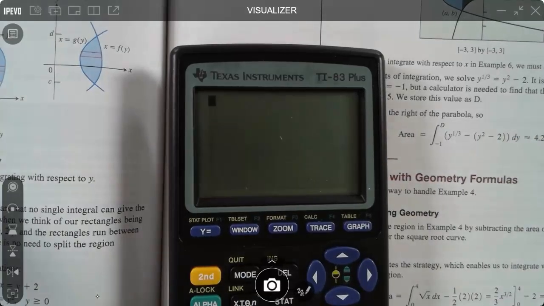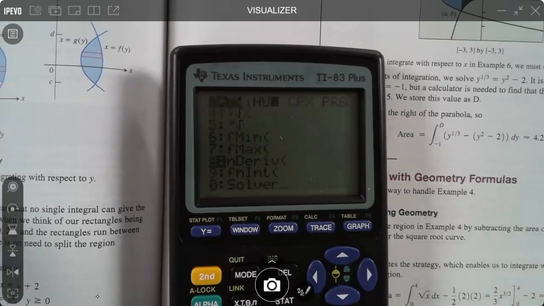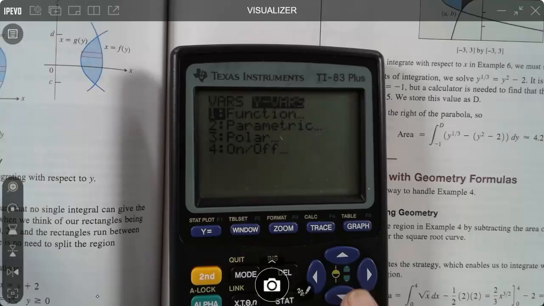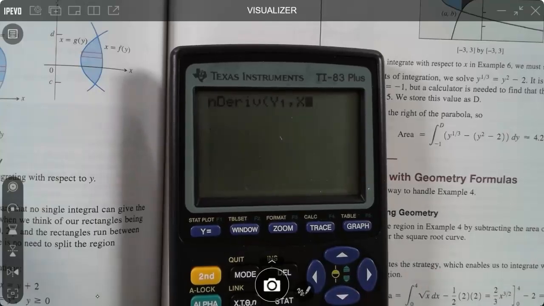So I'm going to come here, I'm going to do math, and I'm going down to nDeriv. The derivative of y1 with respect to x at what point? 1.5. Now, that's the first part. What's the acceleration? -2. And this one didn't give me units, so I don't have to worry about units. But then it says, is the velocity increasing or decreasing at this time? No, it's negative.